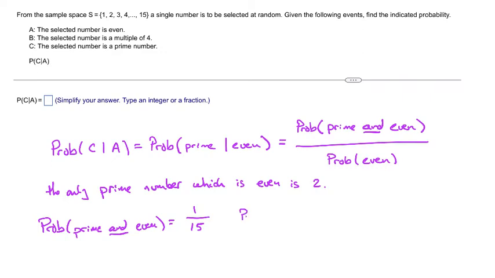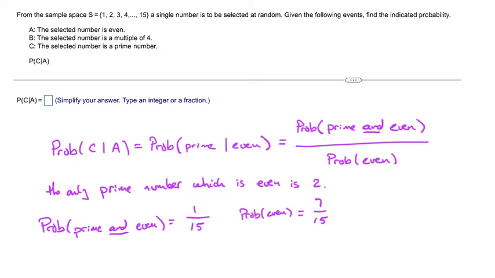However, our probability of even, for that one, we could have 2, 4, 6, 8, all the way up to 14, which really gives us 7 possibilities out of our 15 numbers.